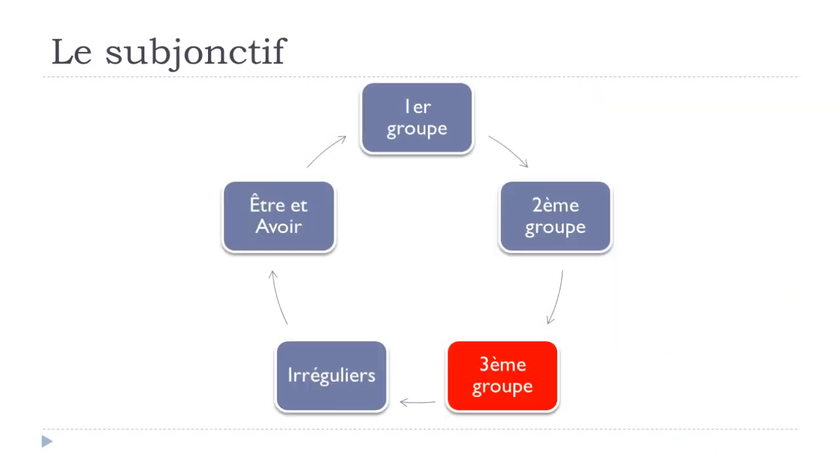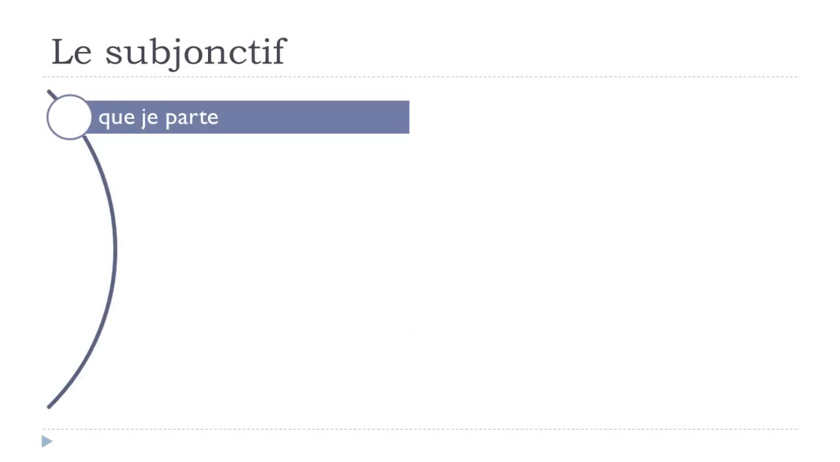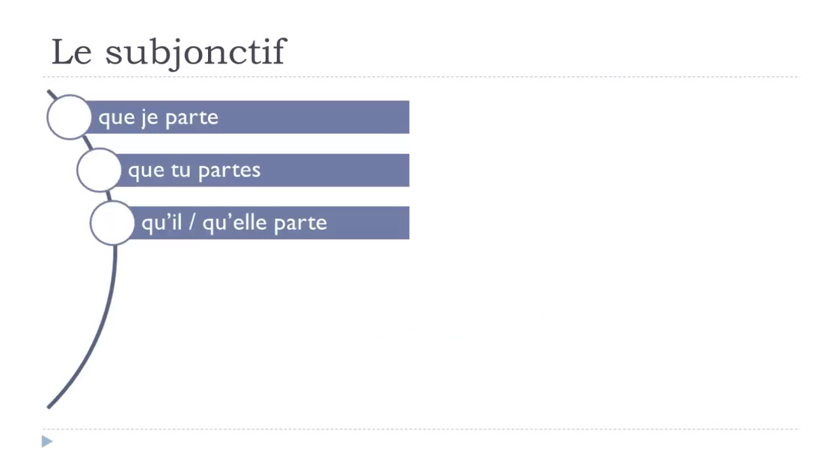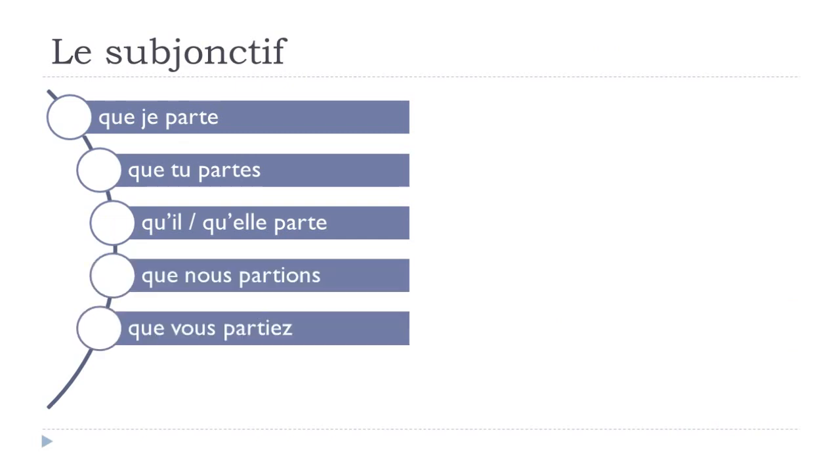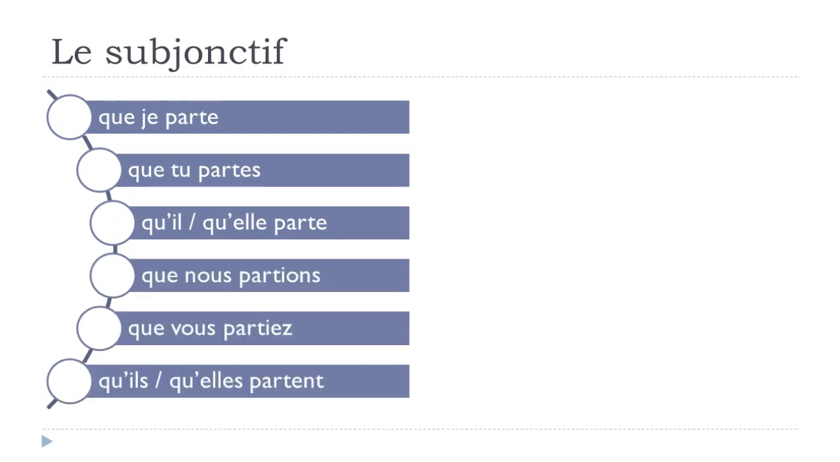All right. So third group now, and I took the verb partir: que je parte, que tu partes, qu'il parte, qu'elle parte, que nous partions, que vous partiez, qu'il parte, qu'elle parte. Same thing here, not really difficult because it is exactly the same form. You just need to add the endings at the end: parte, parte, parte, partions, partiez, parte.